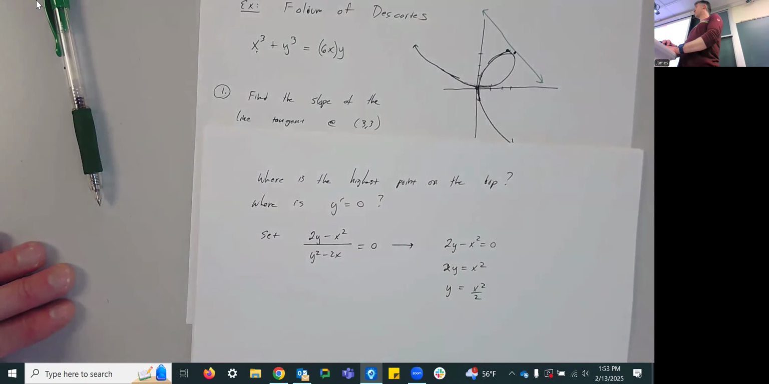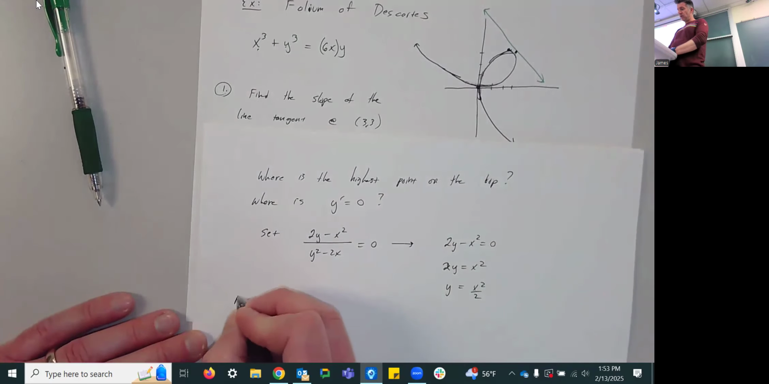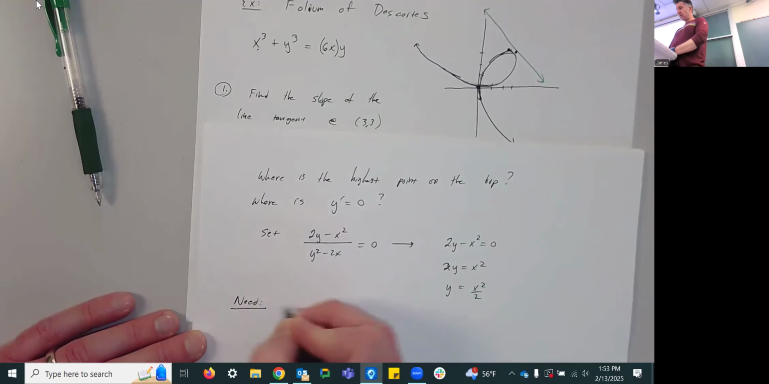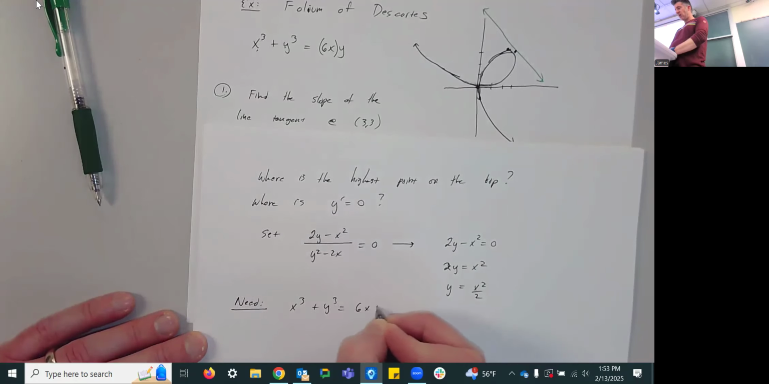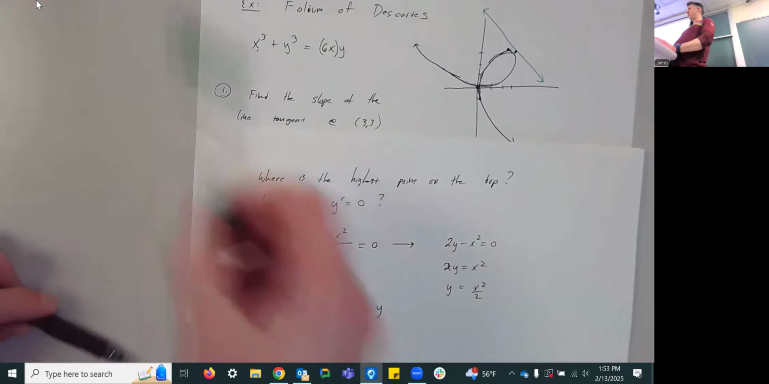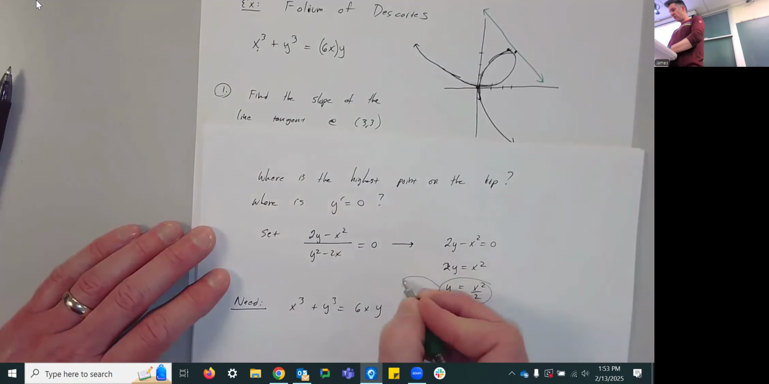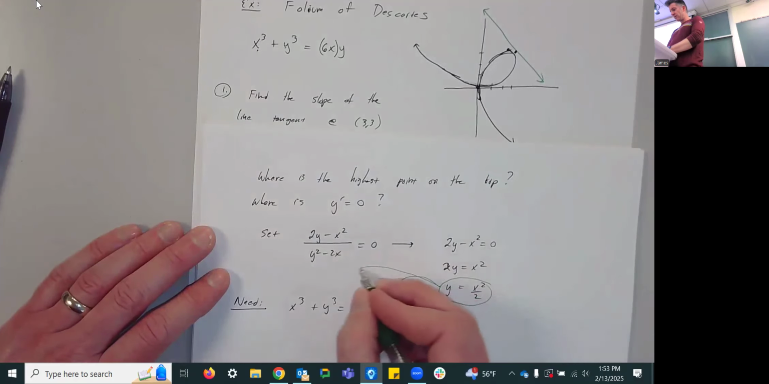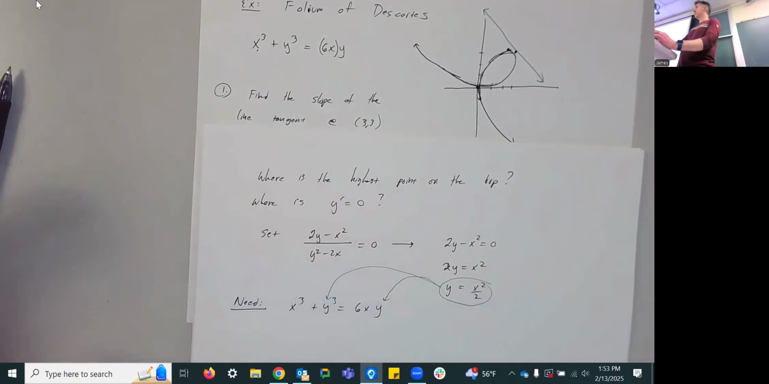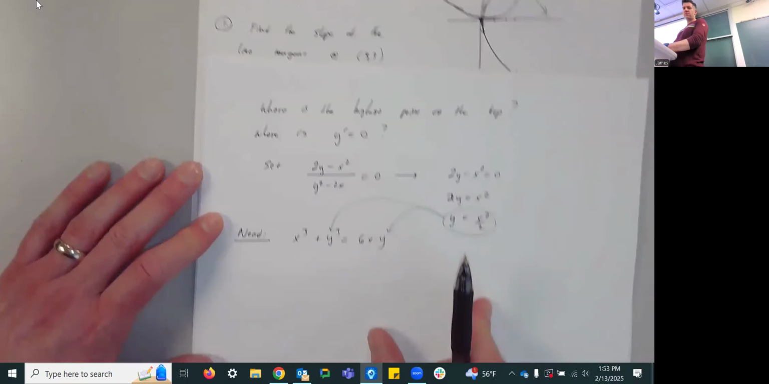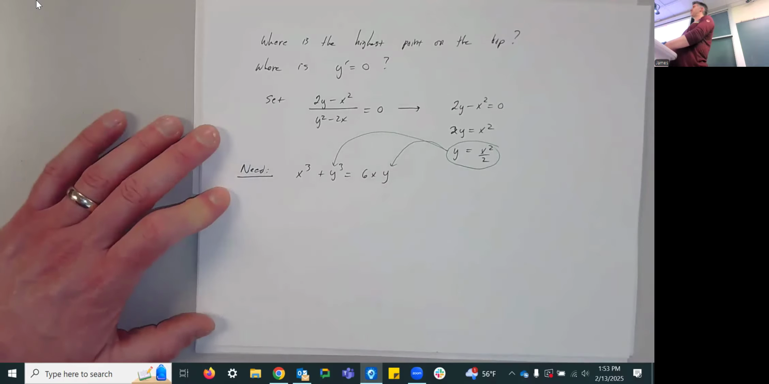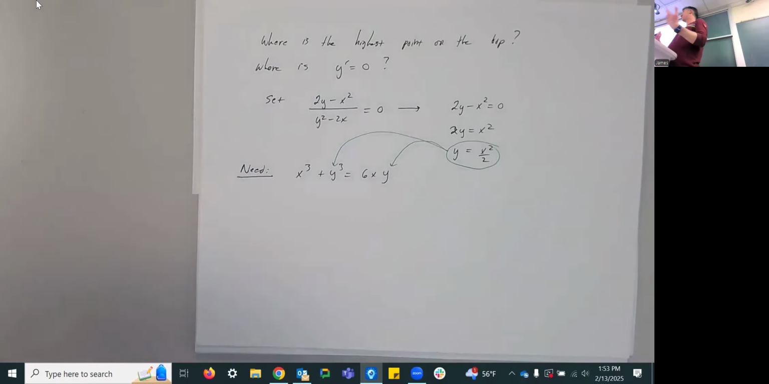Which doesn't seem like it's super helpful. We have to remember the point we're looking for is on an equation that's already been defined. So we know that we also need x cubed plus y cubed to equal 6xy. So now what we have to do, which is kind of weird, is plug in y equal to x squared over 2 for each of the y's, so we can solve for x. Yeah, it's kind of gross. I feel like I say that word a lot in this class, but there are a lot of gross things. The math is just not always pretty.